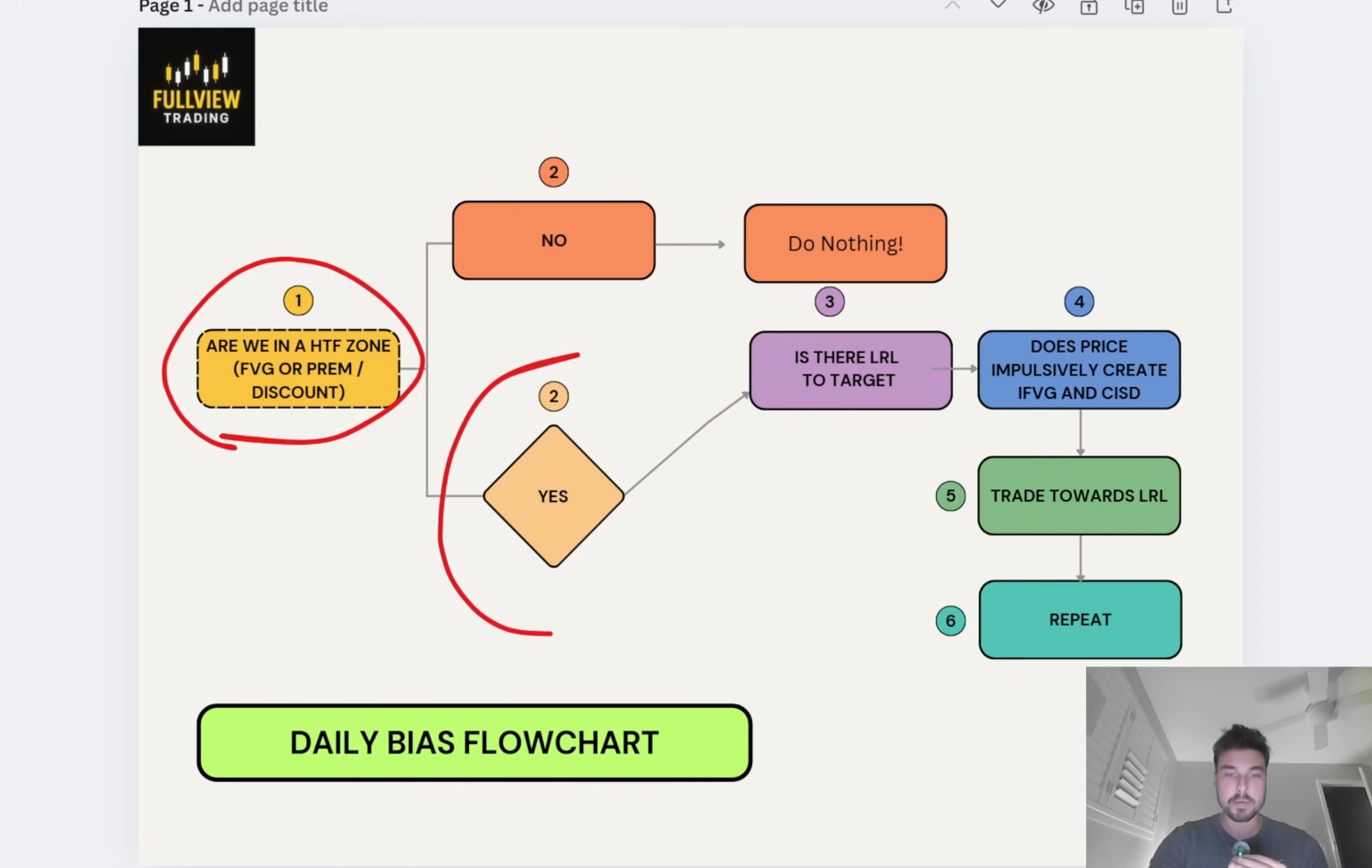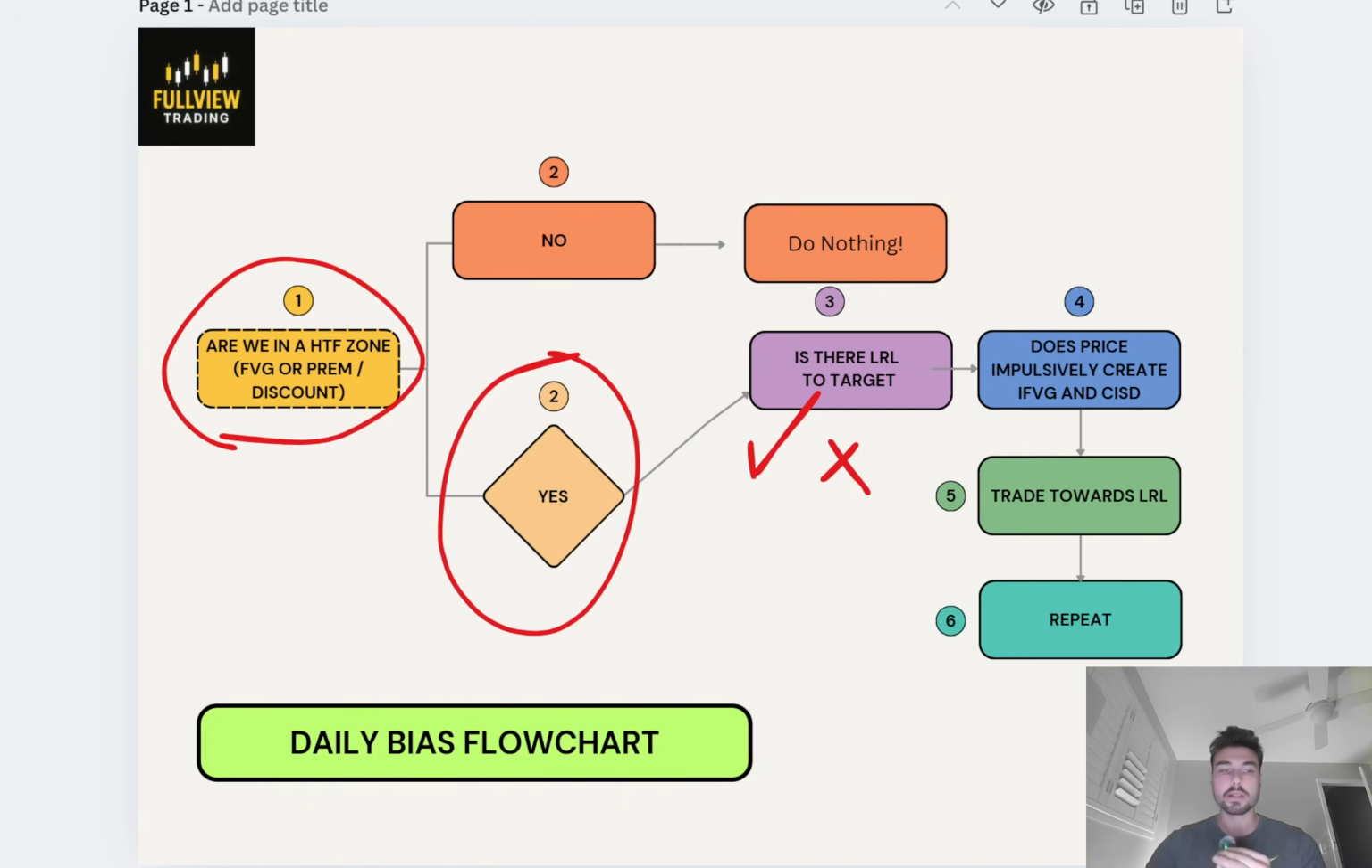If you say yes, we are, then we move on to the next step, which is step number three. And you ask yourself, is there low resistance liquidity to target? If there is, give it a tick. If there isn't, give it a cross. And again, each time you go through this checklist or through this flowchart, if you come up with an answer and you say no, you're not moving forward to the next step. This will allow you to siphon out the good quality trades and the bad quality trades.